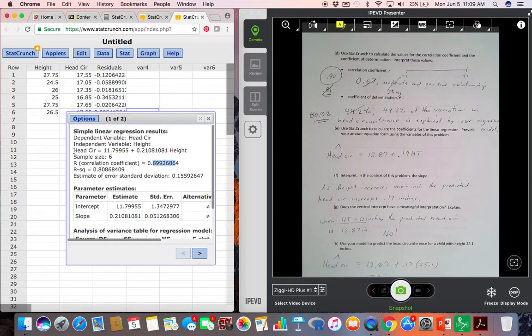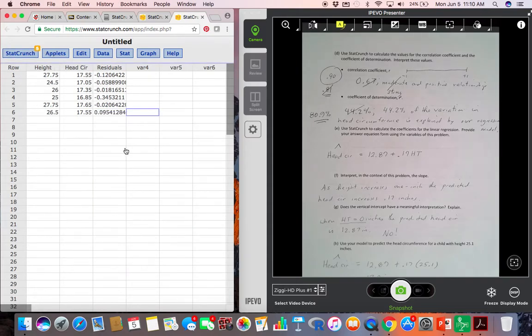And even our model, we can see that our intercept was 12.87, it decreased to 11.8. And our slope was 0.17, and now our slope was 0.21. So there was almost 0.4, almost half of an inch difference in the predicted head circumference for each increase in height by removing that one child. So just something I wanted you to have on your agenda.